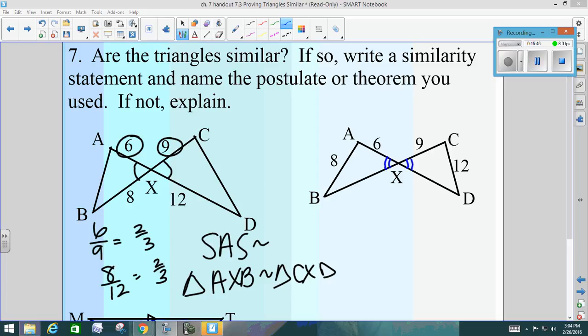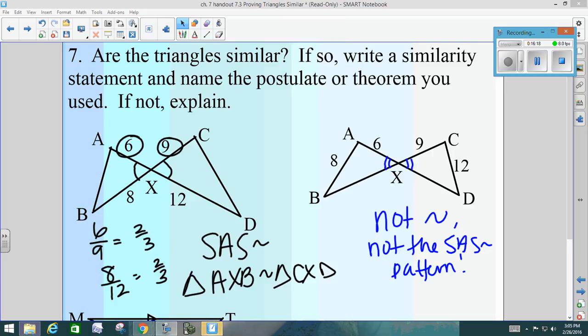Does this match the pattern side, angle, side? No. Which angles do we need congruent for it to go side, angle, side? Okay, which angles? A and C, right? If A was congruent to C, then that would go side, angle, side. Right now it's going angle, side, side. We don't have an angle, side, side. These ones are not similar. Not the side, angle, side similarity pattern. That angle is not between the two sides.